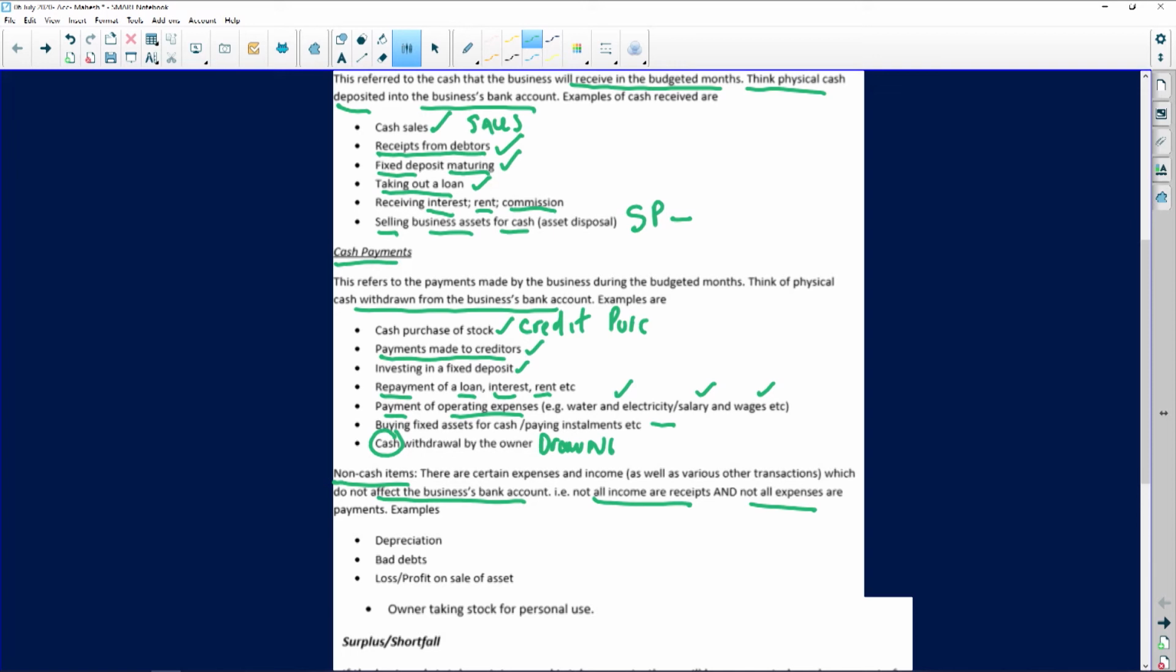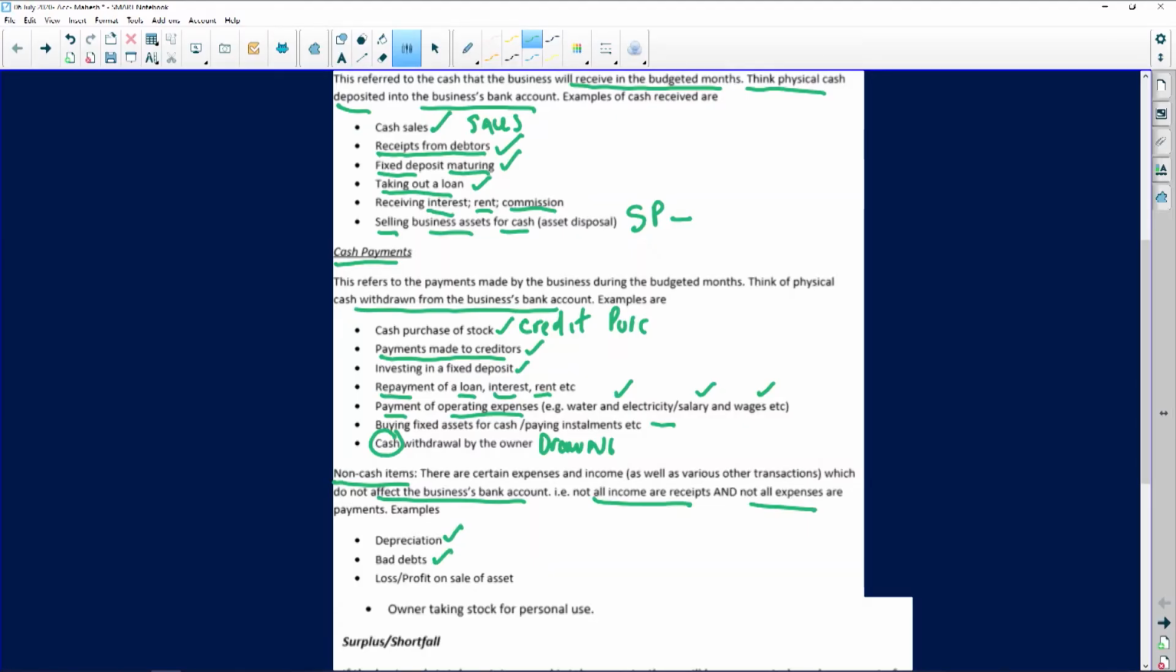Right, so your examples of non-cash items, depreciation is one such example. So remember, depreciation, the value of my fixed asset is decreasing over time, but it doesn't mean that money is now leaving my bank account. So depreciation is an expense, but it is not a cash payment. So please remember that. Then bad debts, another example.